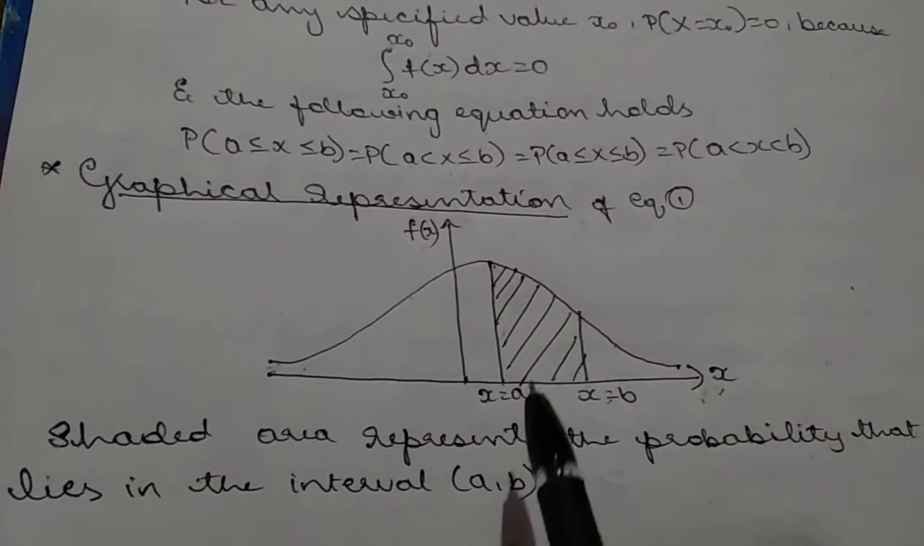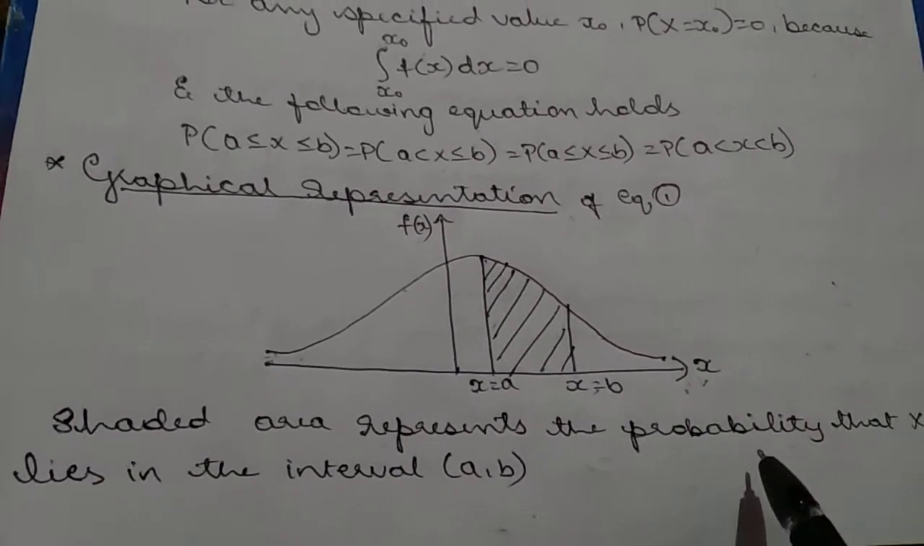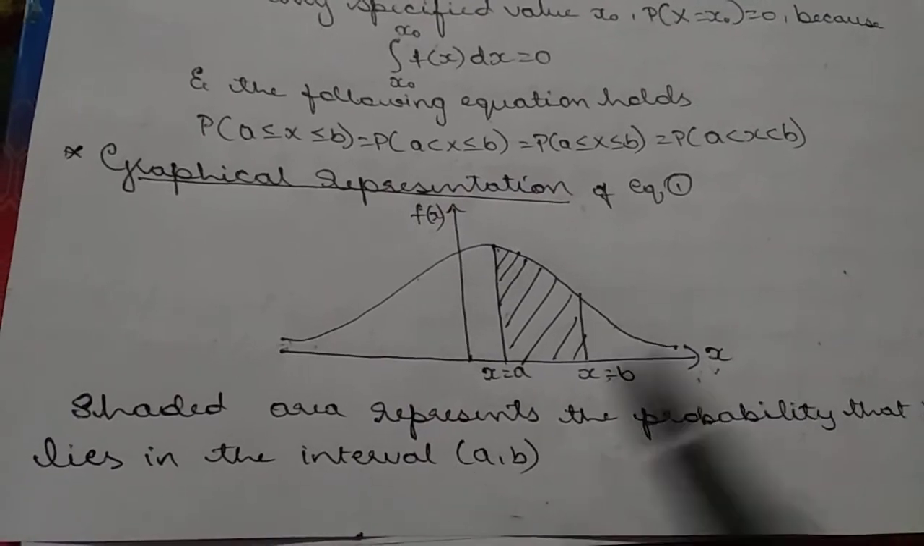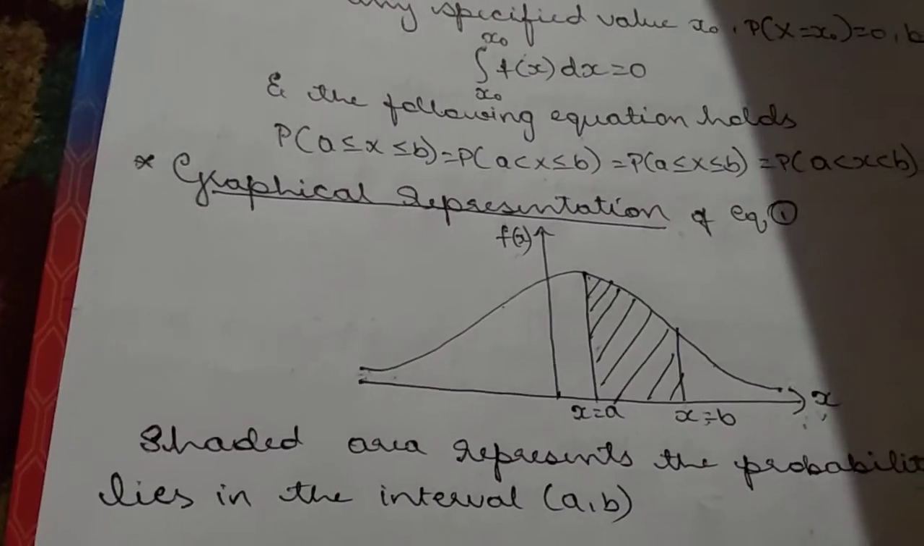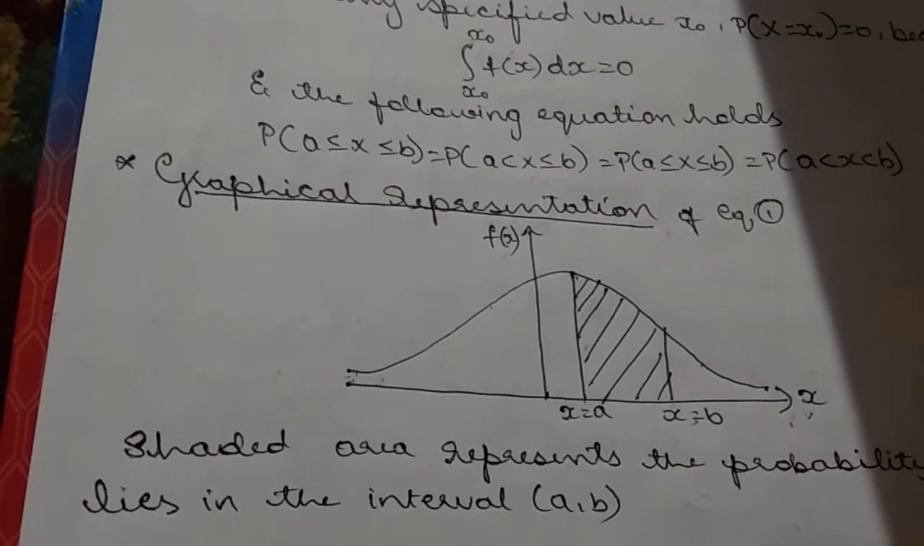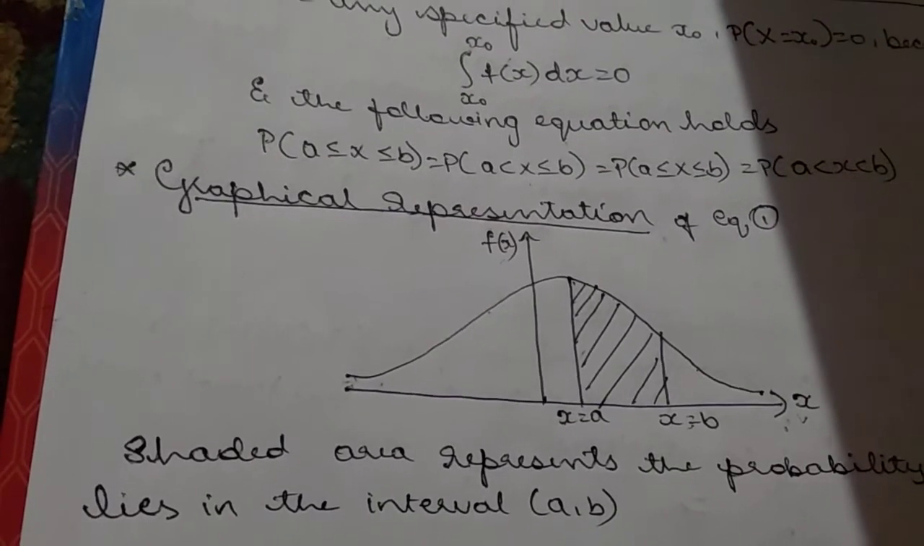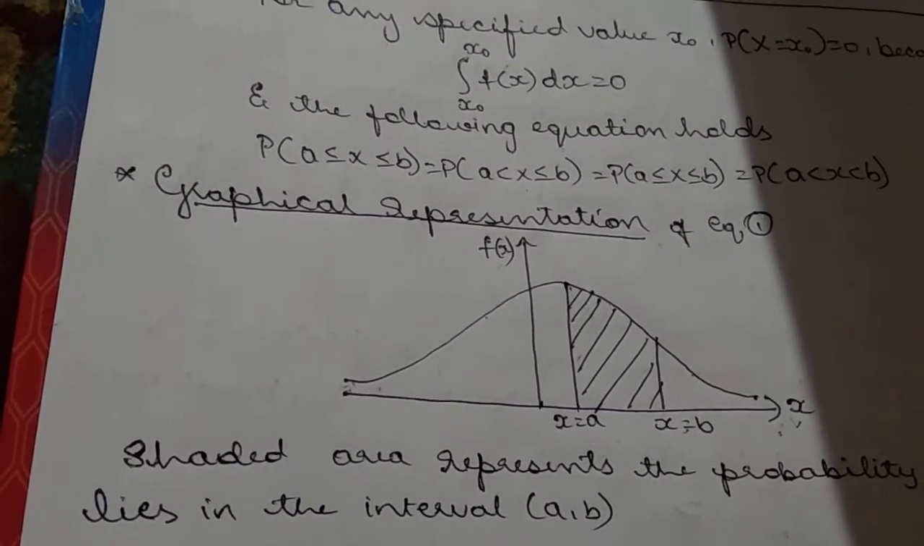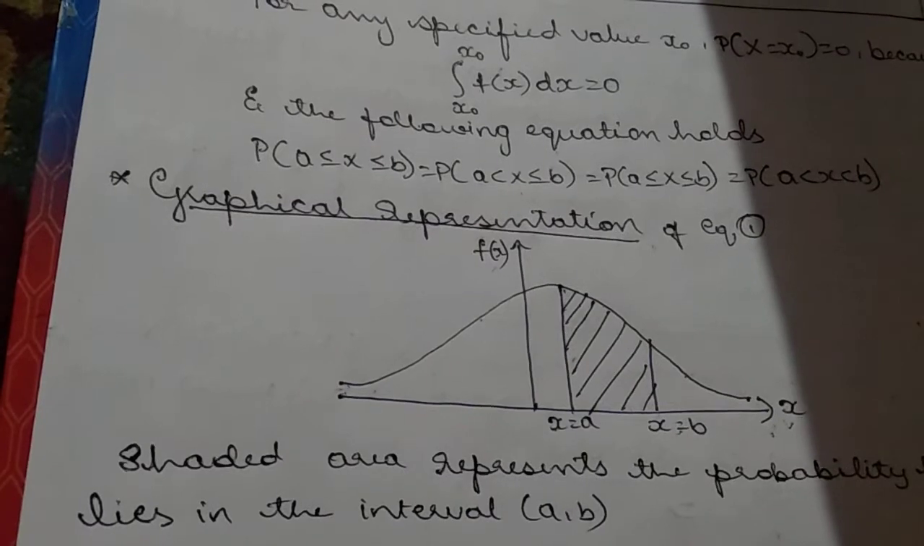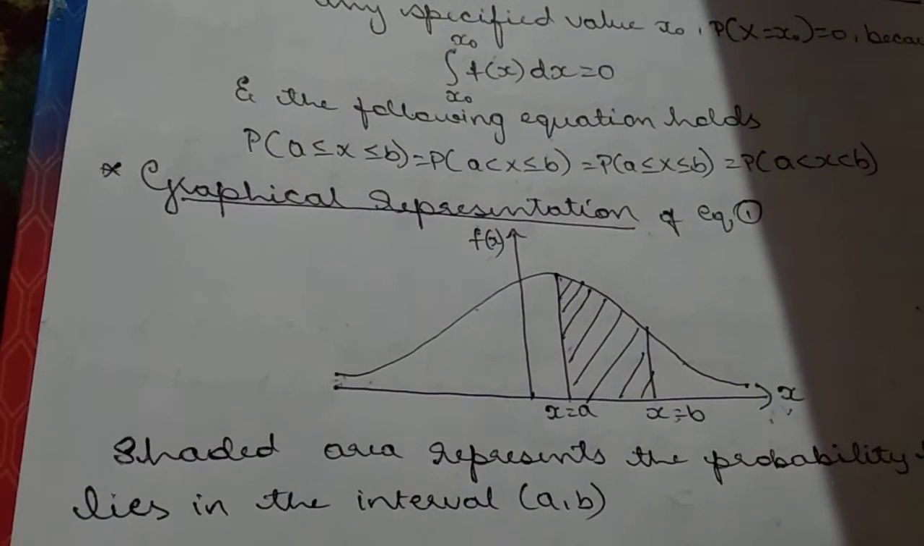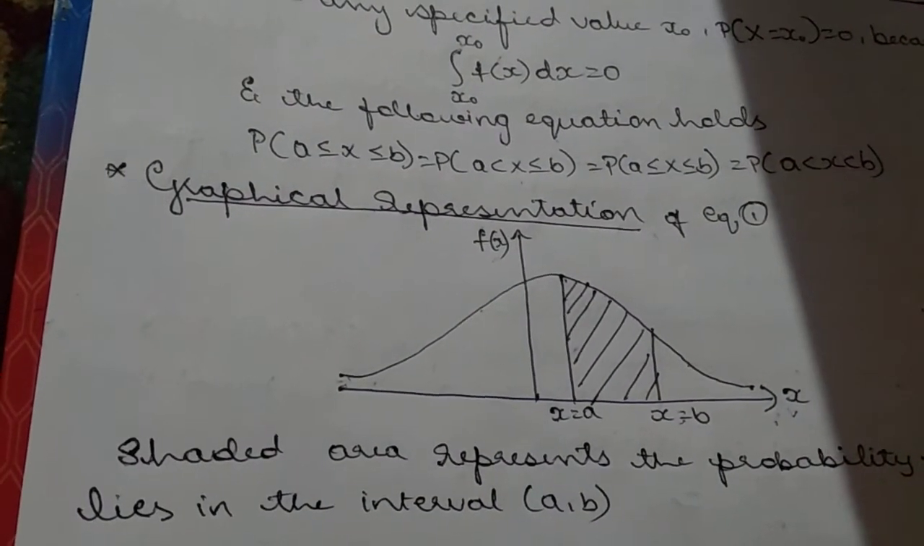So, I am just showing the shaded area, which represents the probability that x lies in the interval a comma b. So what is the meaning of that? The random numbers we are generating should be in between that range, that is, in between a and b.